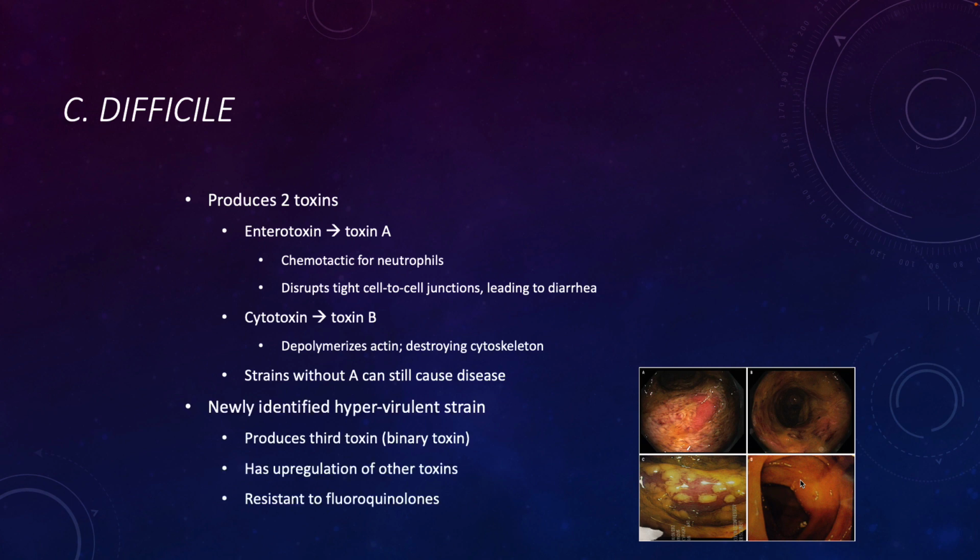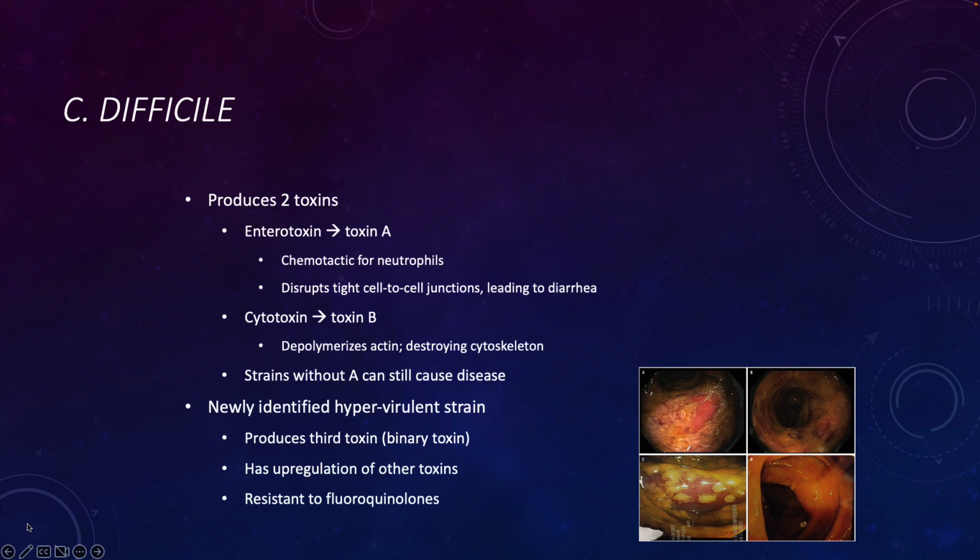And there is a newly identified hypervirulent strain, lovely, isn't it? It produces a 3rd toxin called binary toxin, and it has upregulation of other toxins and is resistant to fluoroquinolones. So this one is particularly nasty. So one of the more recent papers I read had something like 20% of C. diff strains have this binary toxin.